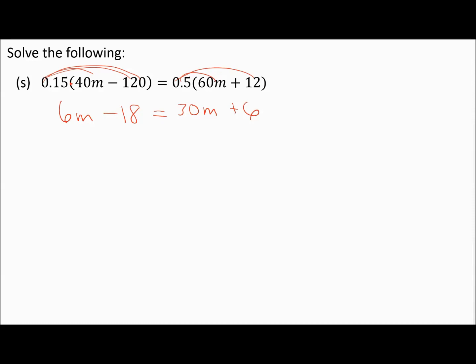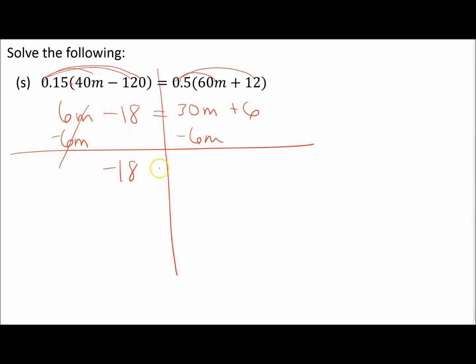Now what do I do? Well, I decide which side I want my variable m to live on in the end. And if you pick the larger of the two coefficients, it can make your life easy. 30 is the larger, so I'm going to leave the 30 alone and move the 6m. So minus 6m, minus 6m. You notice that's on each side of the equation, not just over here. Now those cancel, so I have negative 18 is equal to 30 minus 6, which is 24m, plus 6.